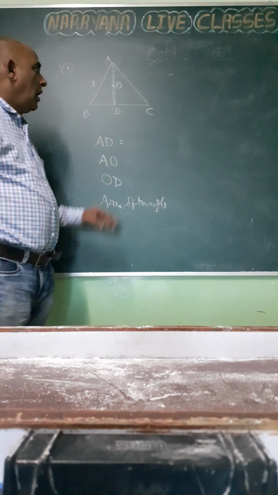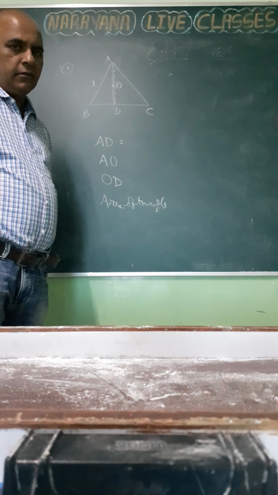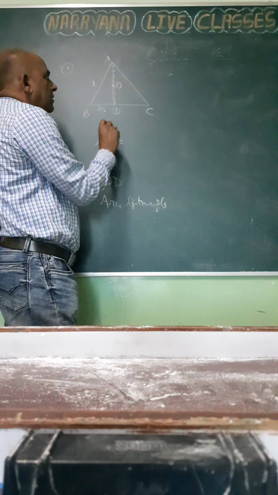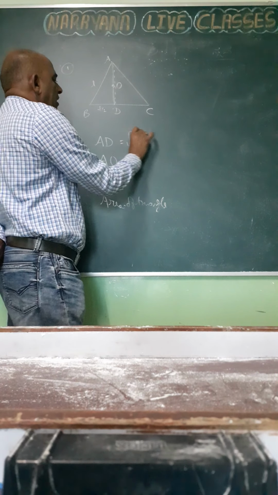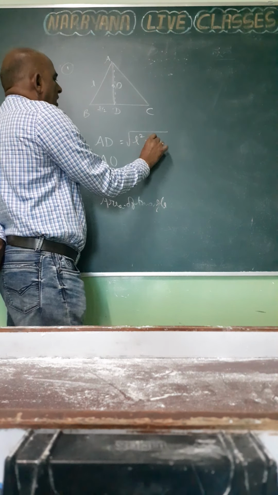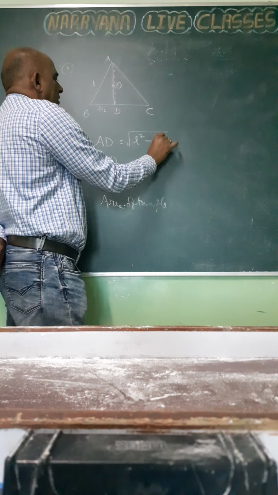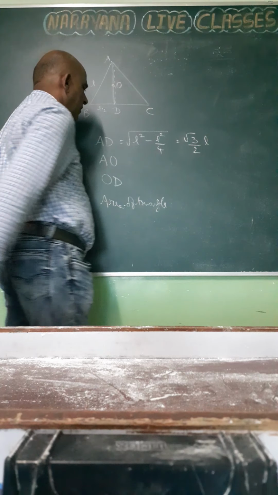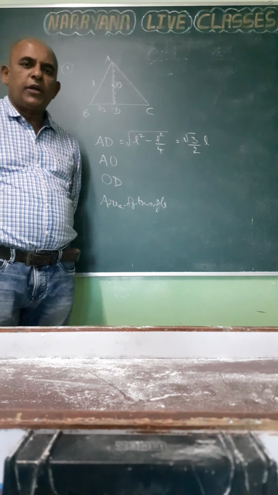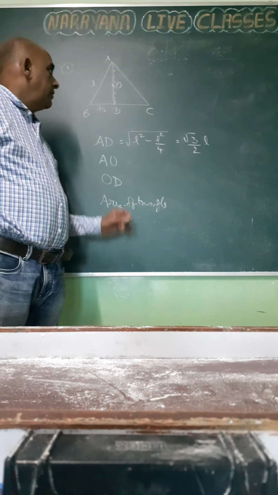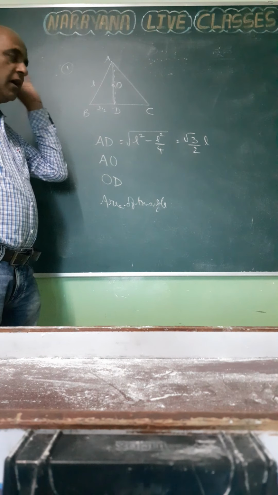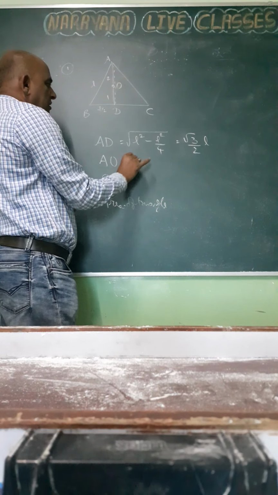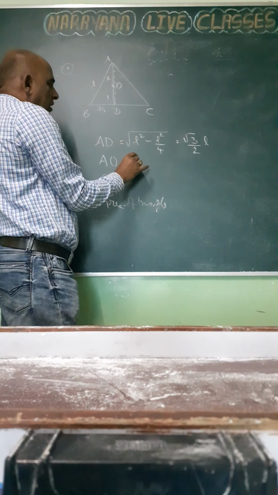AD, altitude of the triangle, height of the triangle. So this is L by 2 because the total length is L. Applying Pythagoras theorem, we get root of L square minus L by 2 whole square, that is root of 3 L square by 4, that is root 3 by 2 L. Height of the triangle is root 3 by 2 L. Then the centroid divides the altitude in the ratio 2:1.